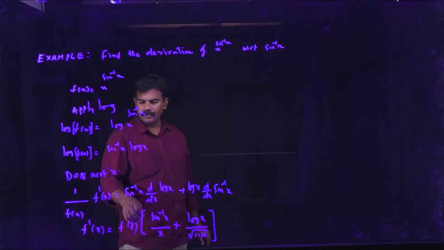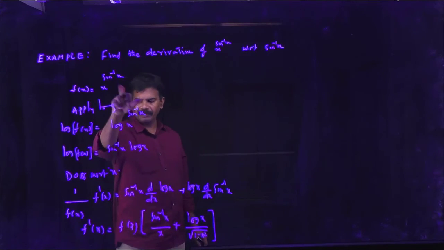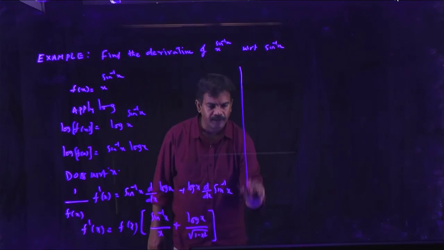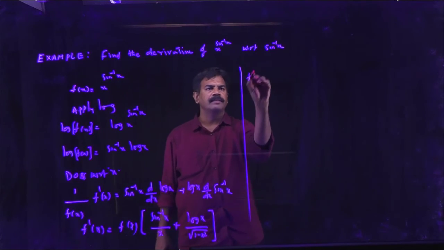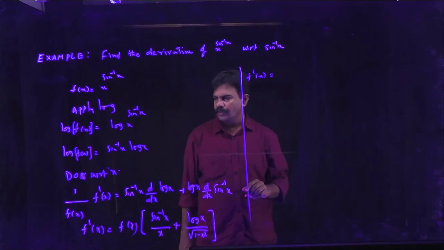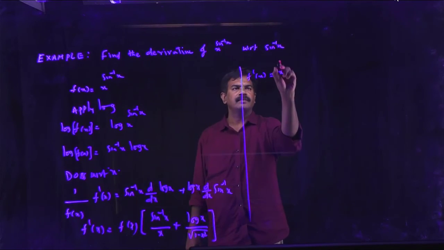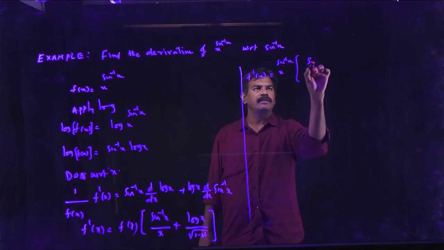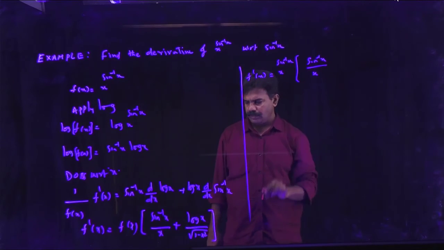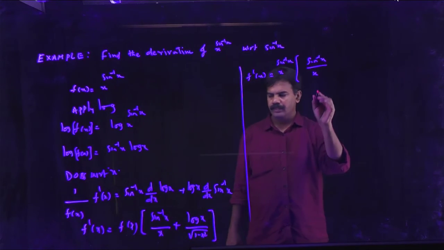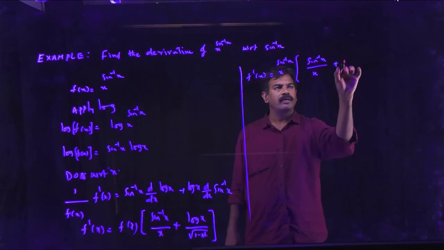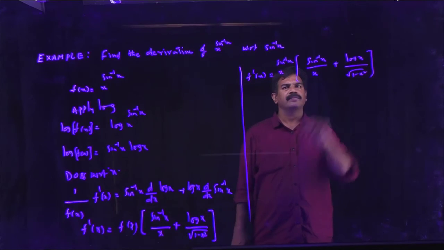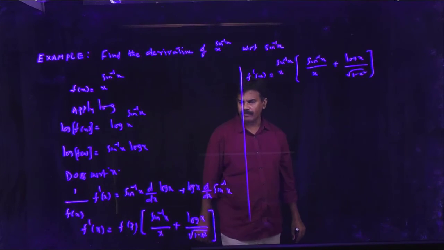Already we know that f of x is x power sin inverse x. Apply the f of x value, that is, f dash x is equal to x power sin inverse x into (sin inverse x by x plus log x by root of 1 minus x square). This is f dash x.